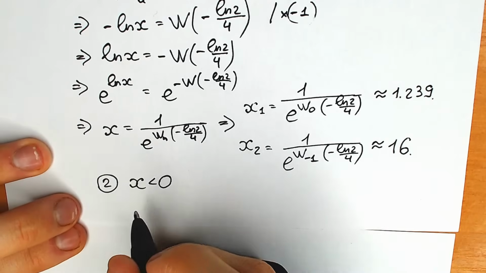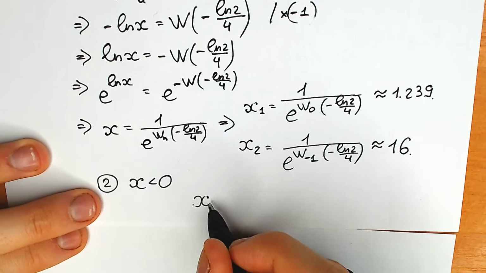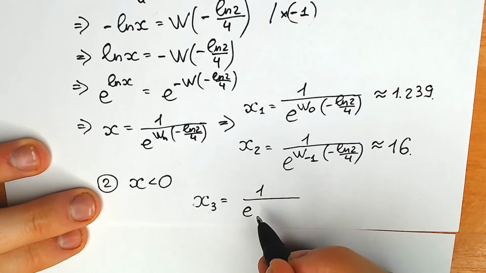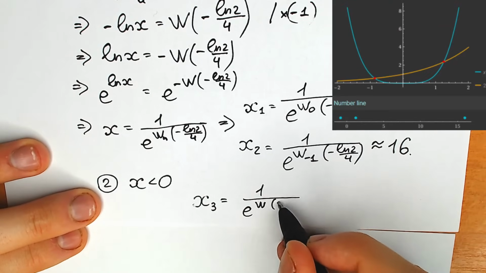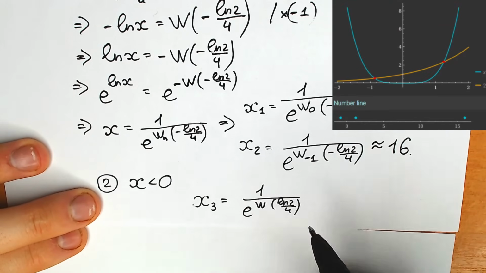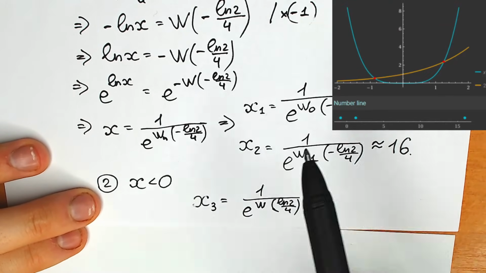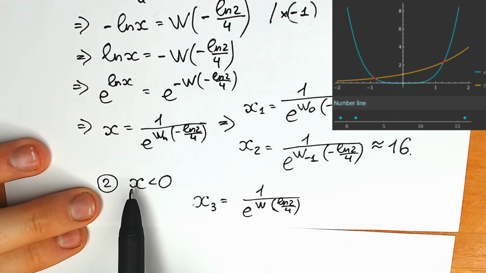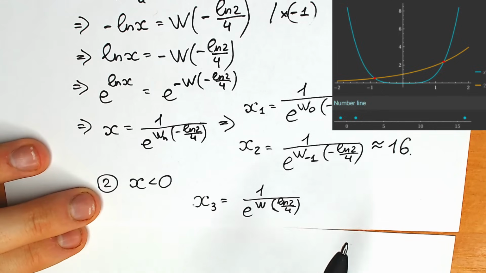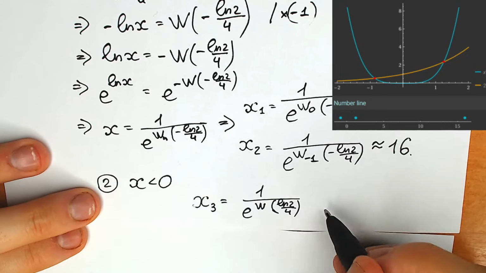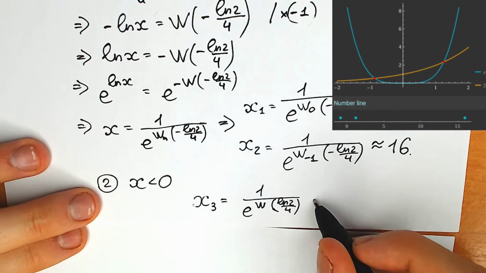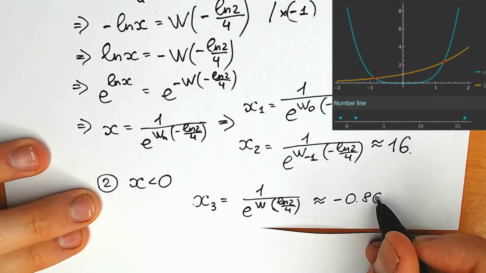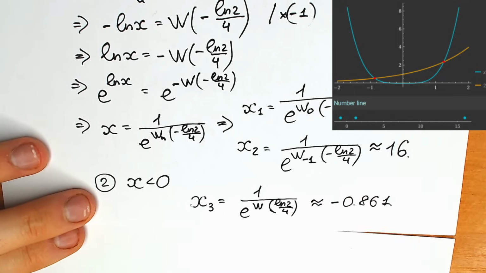Right now, when we have x third, let's do this. x third is equal to 1 over e to the power Lambert W function of natural log 2 over 4. As I said before, absolutely the same principle. As you can see, when x is positive, we have a minus right here. When x is negative, we don't have this minus. I really hope you get it. When we plug it into our calculator, we get x approximately equal to minus 0.8861. So we have three roots.